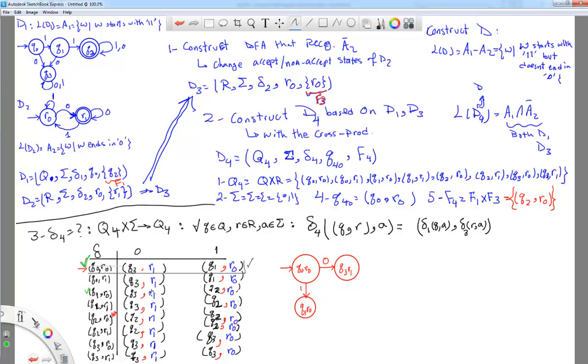Q sub 1 R sub 0 with a 0 goes to Q sub 3 R sub 1. We already have it up here. So with a 0, it's going to go there. And then with a 1, it's going to go to Q sub 2 R sub 0. So Q sub 1 R sub 0 with a 1 goes to Q sub 2 R.